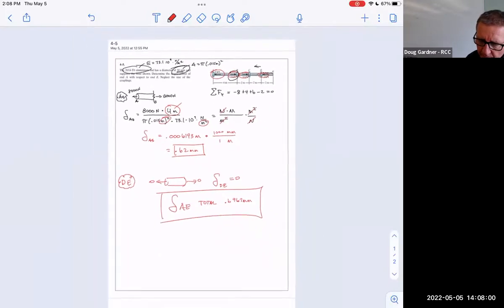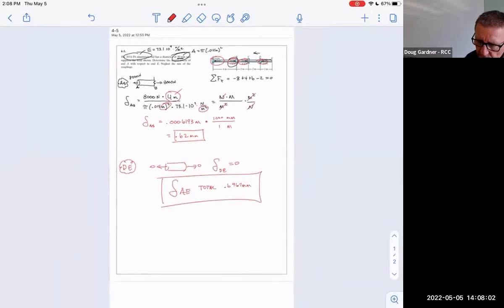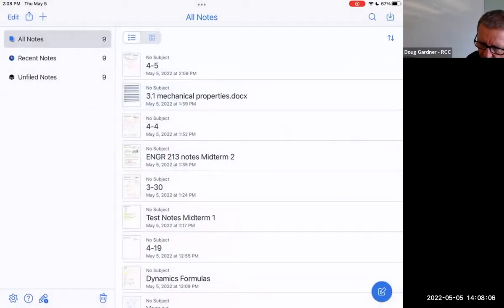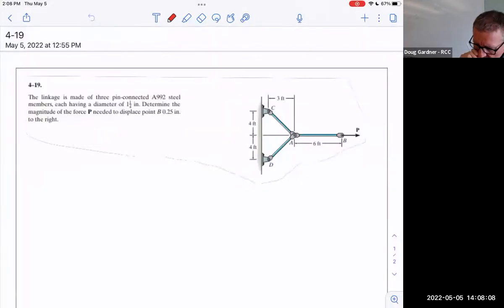Okay, so let's look at one more question. That's just kind of neater, because it's a little more of a complicated shape, a little bit more of a typical shape. 3-pin connected A992 steel, so it's all the same steel. They're telling us it's got 1.25 inch diameter. Again, that's a pretty big size.